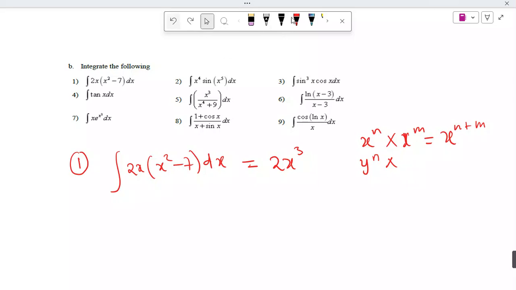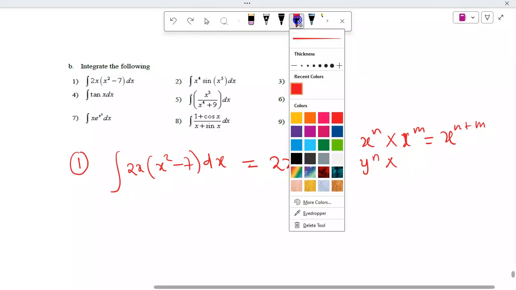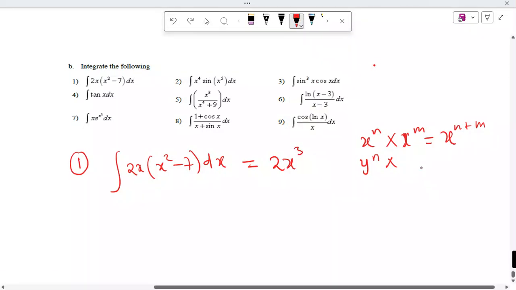Okay, so if you have this... come on, okay, computer is tired. Okay, so we're here. So if you say y to the power n multiplied by x to the power m, here you can't add because these are two different variables. You have x and y.